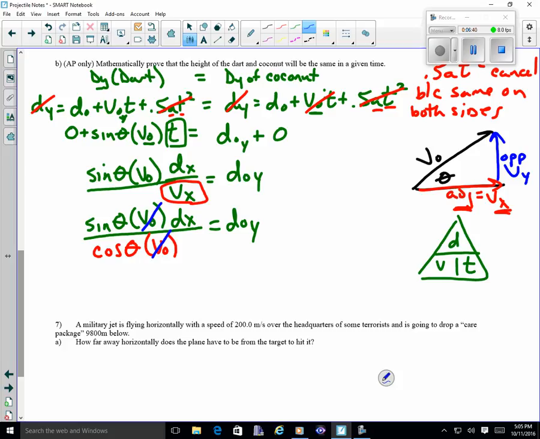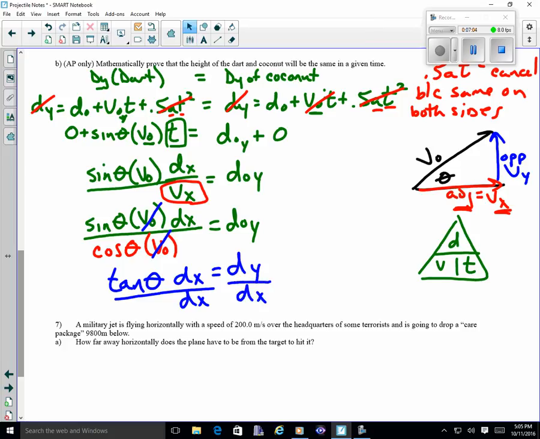Well, what is sine divided by cosine? Sine divided by cosine here is tangent. So now I have the tangent times distance equals distance in the y direction. Let's divide both sides by dx. What happens to the dx's? They cancel out on this side, and I'm left with dy over dx here.